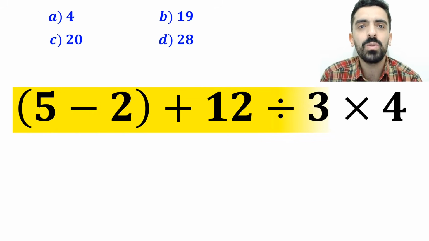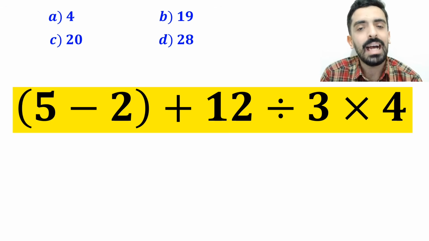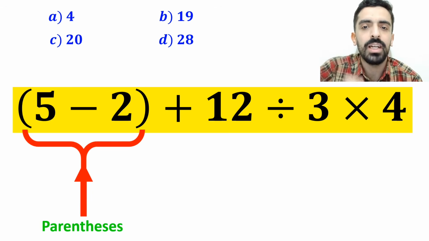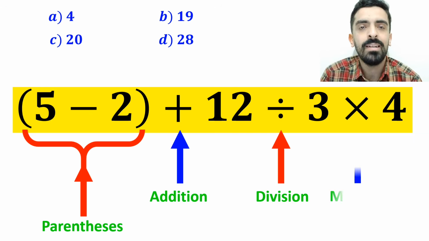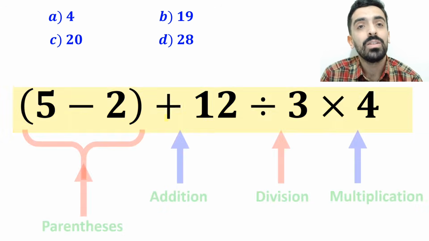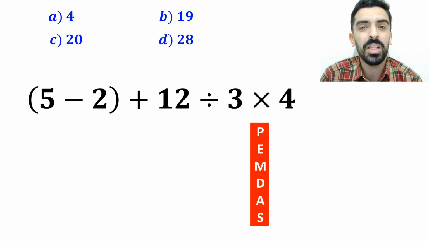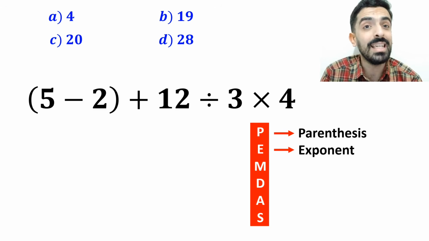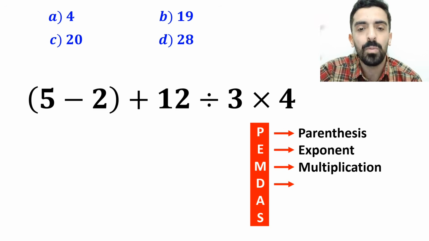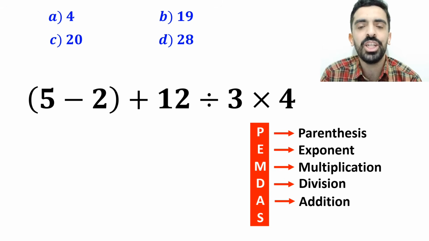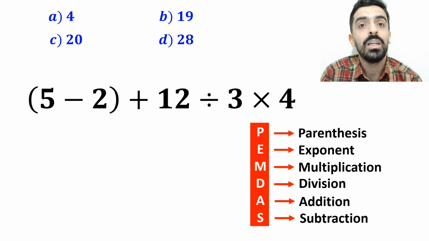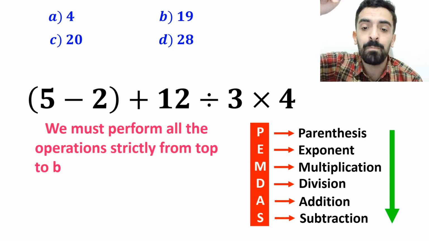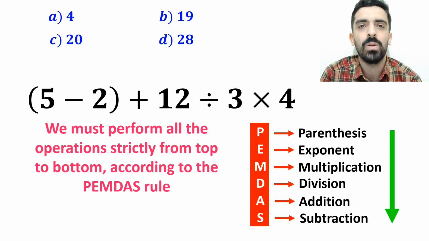Alright, now let me show you how to solve this expression properly. As you can see on the screen, in this expression, first we have a parenthesis, then an addition sign, followed by a division, and finally a multiplication. To solve this question, we need to follow the PEMDAS rule step by step. In this rule, P stands for parenthesis, E stands for exponent, M stands for multiplication, D stands for division, A stands for addition, and S stands for subtraction. We must perform all the operations strictly from top to bottom according to the PEMDAS rule.